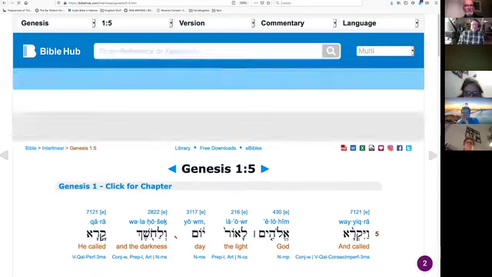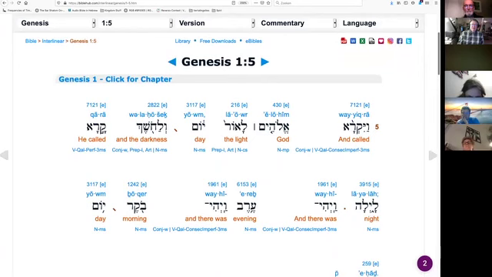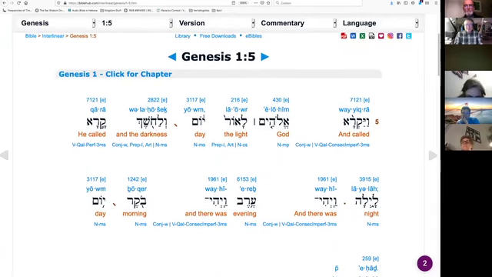Je zou dus kunnen zeggen: wat noemt God nou licht of dag, wanneer je in het licht bent? Hij noemt dus niet het abstracte licht dag, maar het feit dat je in het licht bent, wordt dag genoemd.